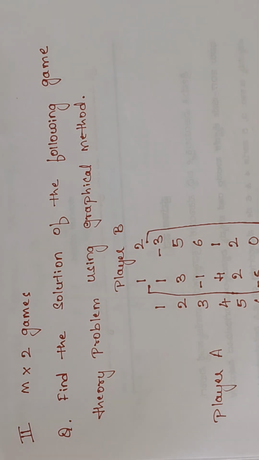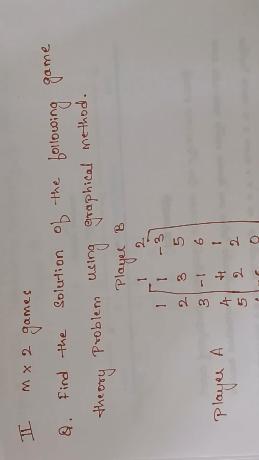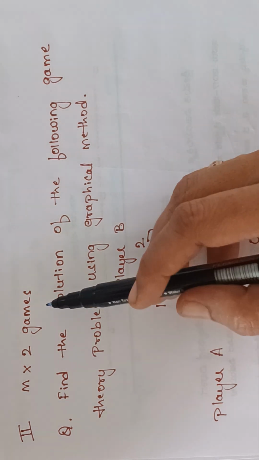Today we will be taking up M into 2 games under game theory. So under graphical method we have two types of games, 2 into n games and M into 2 games. In the last video we have taken up a problem relating to 2 into n games, and here we will be discussing about M into 2 games.